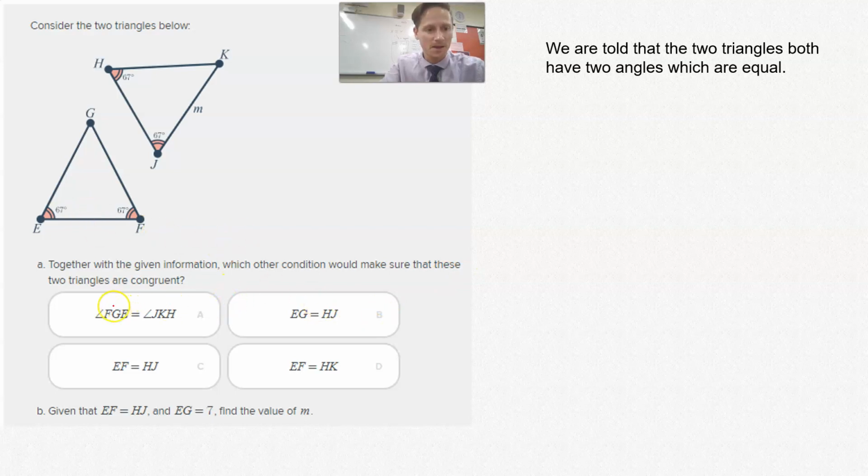So 2 more. With the given information, which other condition would make sure that these 2 triangles are congruent? Okay, so what's the given information that we have here? We have 2 angles that are 67 degrees. We have a side labeled M, and we have nothing labeled here.